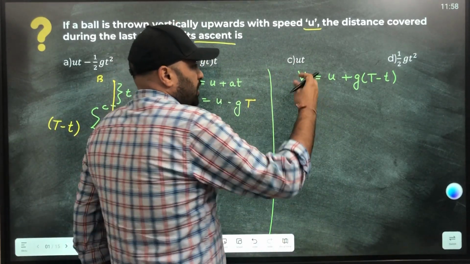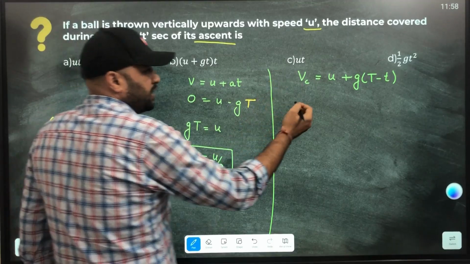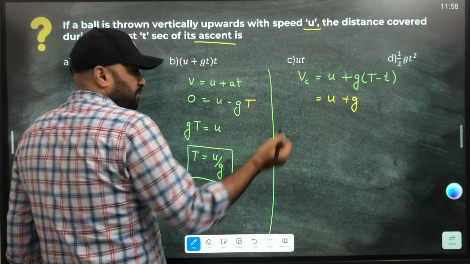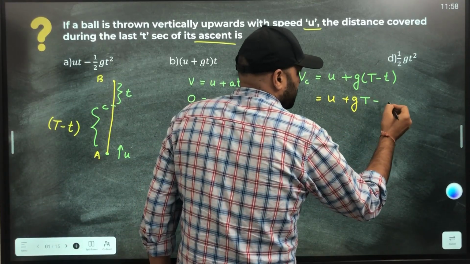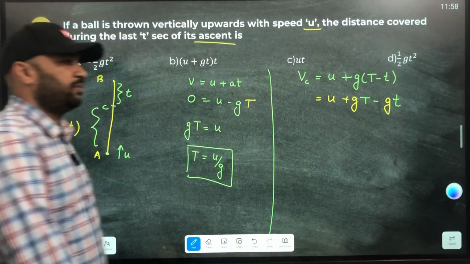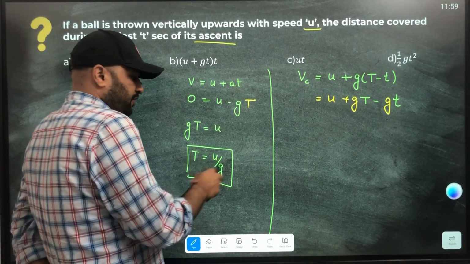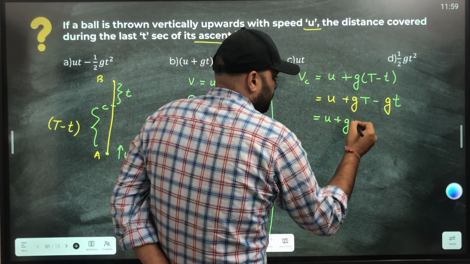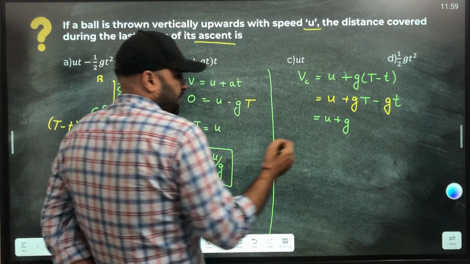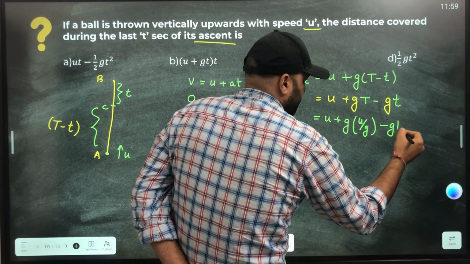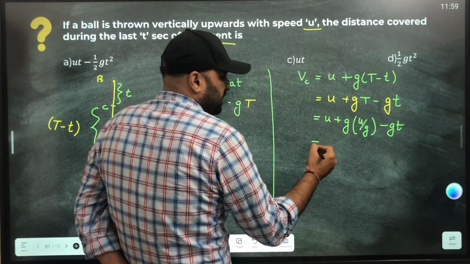Correct? Now, u is how much? u is already u, the initial velocity. Then g, and what is capital T? Let me first open this bracket and then substitute here. It will be g into small t, correct? I hope this is clear. Now let's substitute the value of capital T over here. It will be equal to u plus g into how much? Capital T is u by g. So let me write here u by g minus t. g and g cancel.